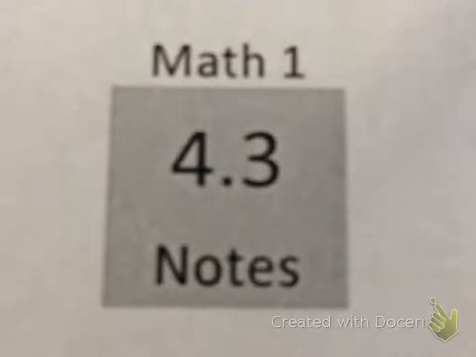This is note taking guide 4.3 for Math 1. Today we're going to talk about the explicit formula for arithmetic sequences.